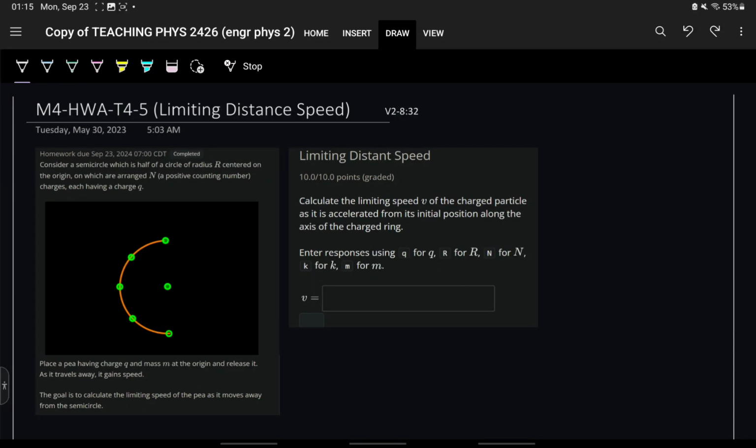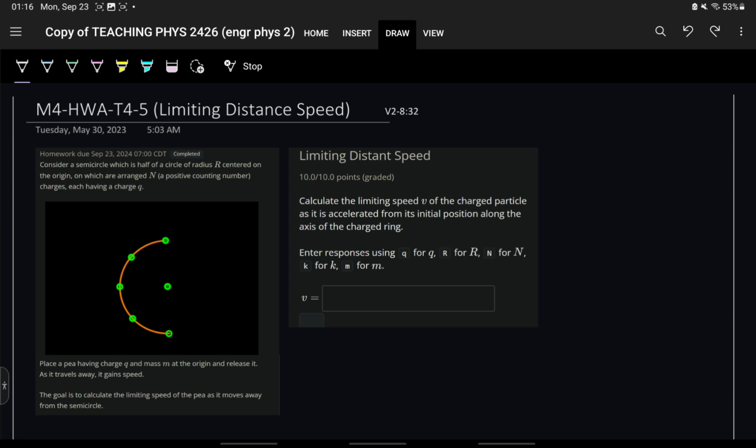Hello, we are looking at Module 4, Homework A, Tab 4, Part 5, and this is the limiting distance speed. Our goal is to calculate the limiting speed, lowercase v, of the charged particle, the p, as it is accelerated from its initial position, which is the origin, along the axis of the charged semicircle. This problem involves the conservation of electric potential energy into kinetic energy.